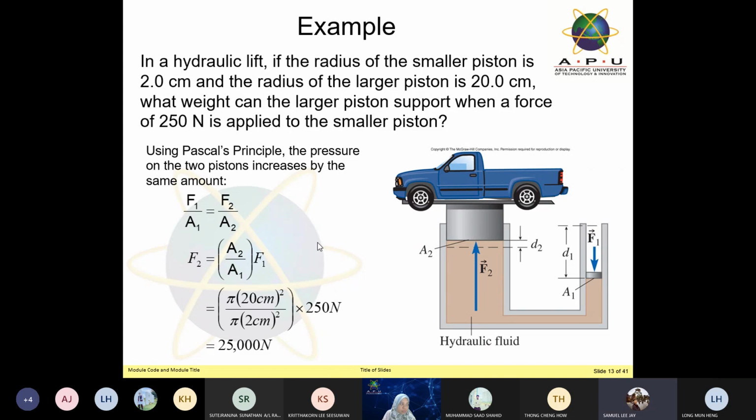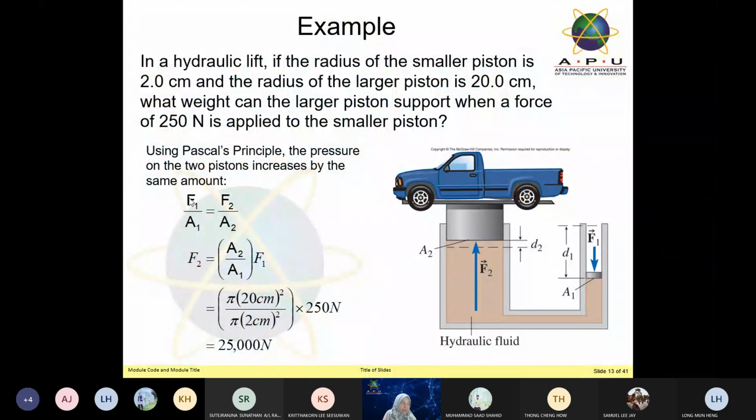Miss, I don't think you have to make it so complicated, because since the pi will eliminate each other, you only need to compare the ratio. So just use 20 divide 2. Yeah, also can. But there are other questions later which you cannot cancel. For this type of question where you can cancel, it is fine.